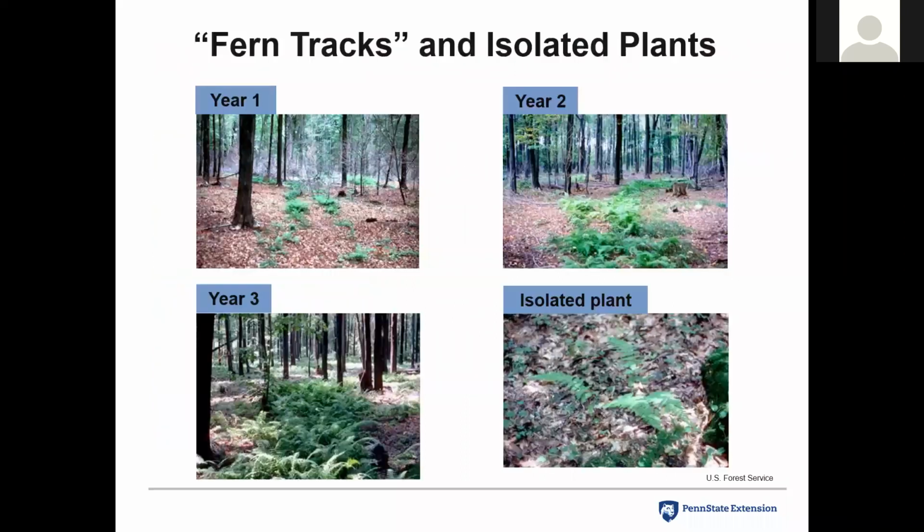So these are some images showing you the fern tracks and then isolated plants. You can see where the machinery drove through the woods here and broke those rhizomes. This was in year 1 where the fern came up in those tracks. Year 2, and by year 3, it had just completely grown in where it didn't get controlled in those tracks. And then they found places occasionally, and I'll show you an image too, where there's just an isolated frond or two. It might have just gotten broken off or whatever, but they did find a few isolated plants to be problematic as well. So they went back to the drawing board.